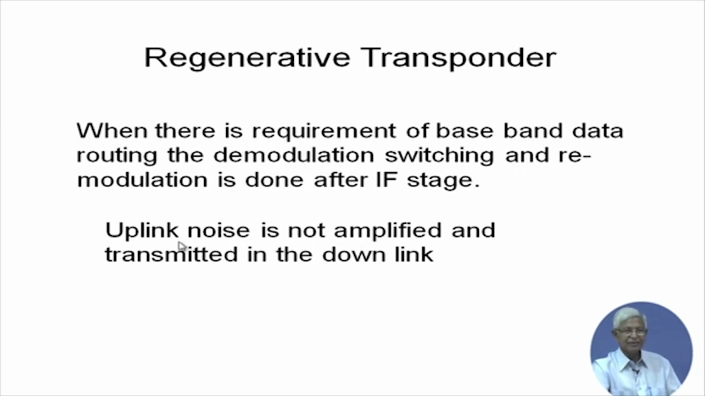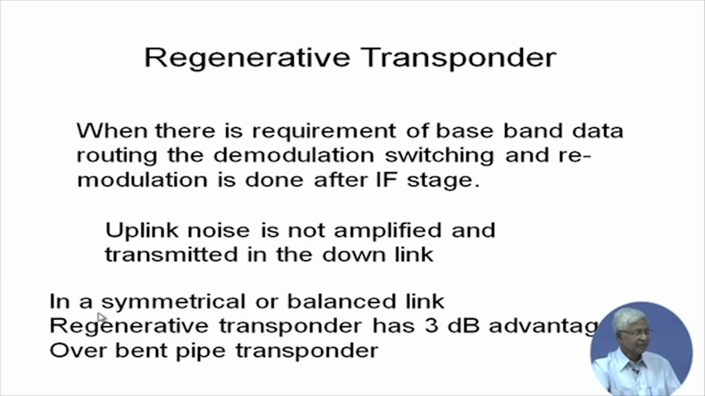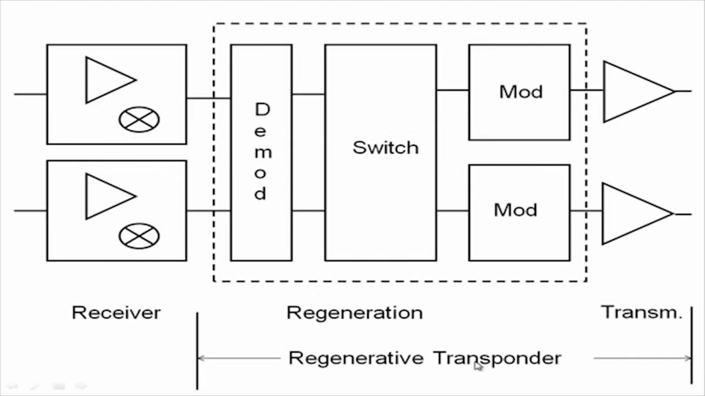In that case, the advantage is that uplink noise is not directly amplified, because you have come down to the baseband and then go up again from the baseband. So, the noise is not transferred to the downlink. That is one of the advantages. In a symmetrical or balanced link, when uplink and downlink are symmetrical, we will discuss that later, the regenerative transponder has a certain 3 dB advantage over the bent pipe transponder. We will discuss that much later.